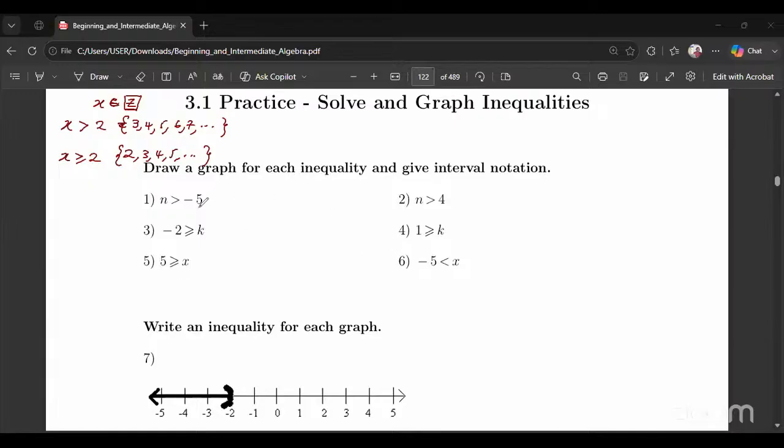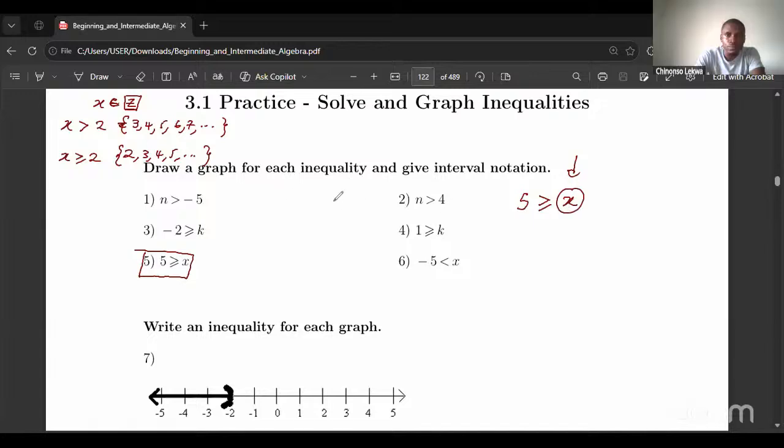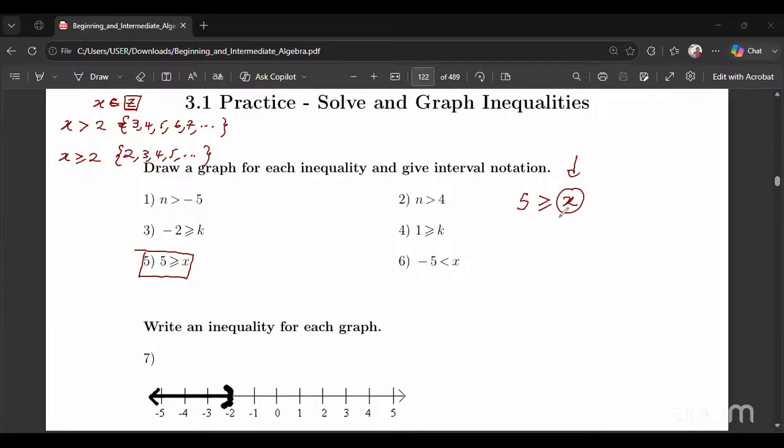So I want to take this question 5. You can see we have 5 is greater than or equal to x. Naturally, I don't like to have the variable on the right hand side. I would want to bring it to the left hand side. Some people are good with this, but I'm not comfortable having the variable on the right hand side. But be careful. You don't want to just say x is greater than or equal to 5. It doesn't work like that.